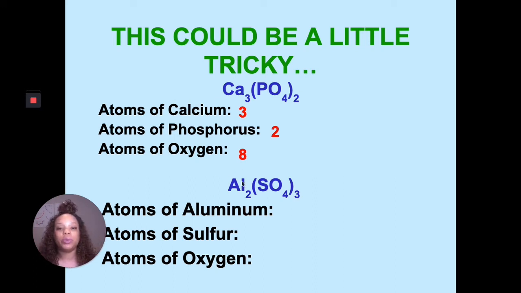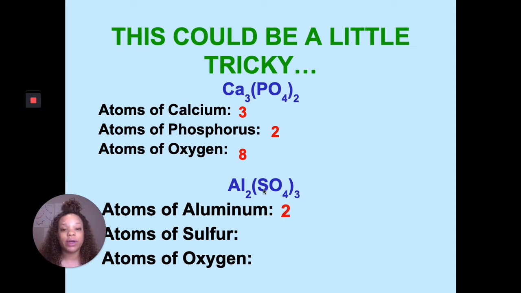We have aluminum, we have sulfur, and we have oxygen. So let's look at this closely. Aluminum is not inside of the parentheses. We see a subscript of 2. We do not have a coefficient, the big number. So we know we have 2 aluminums.